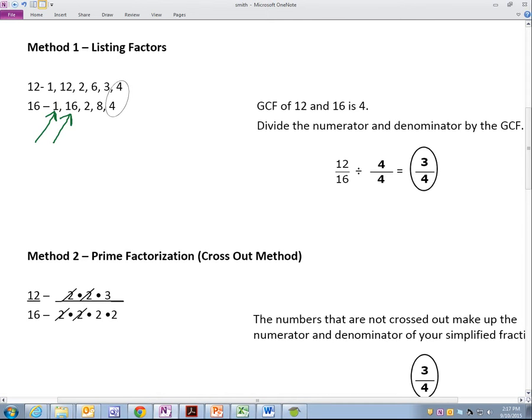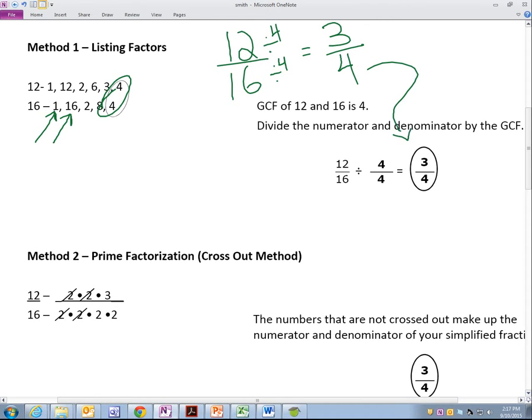Okay. Then they found that the common factor is 4. So what they did was, so you're writing this now, they divided each of those by 4 because you have to do it at the top and the bottom. 12 divided by 4 is 3. 16 divided by 4 is 4. So you divide the numerator and the denominator. So what I have written there in green, you have written there in pencil.